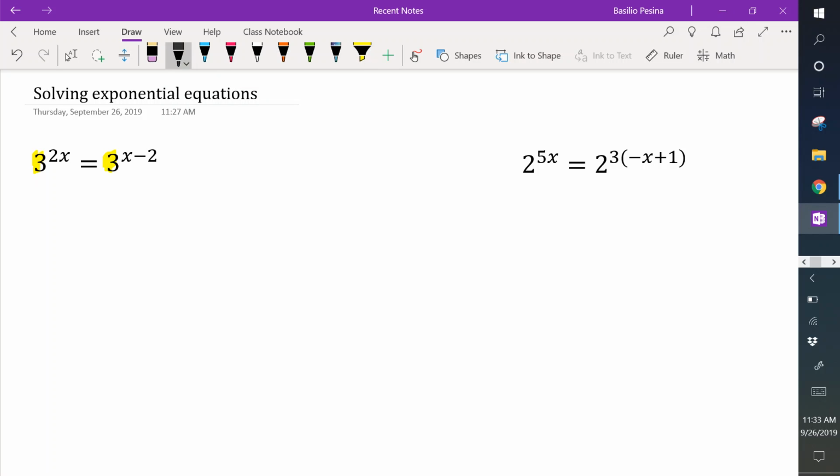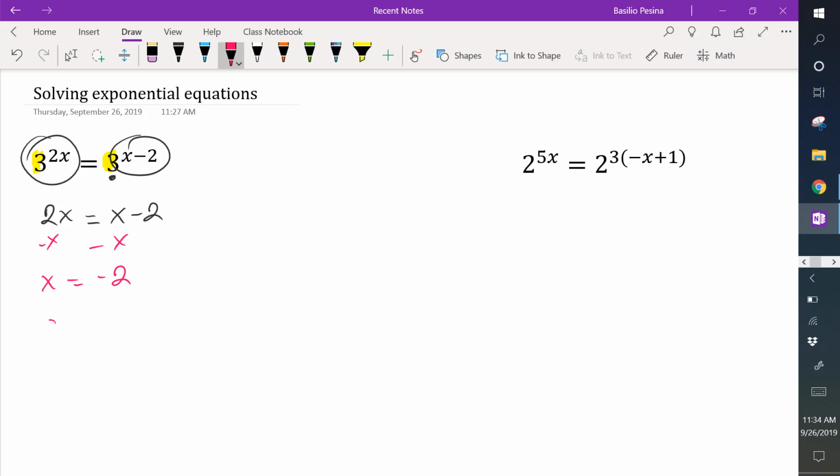So according to our property, that means we can take the exponents and set them equal to each other. So the exponent for this function right here is going to be 2x, and it is equal, since it has the same base, to this exponent, which is x minus 2. I can combine like terms, subtract that x, and I get x is equal to negative 2.